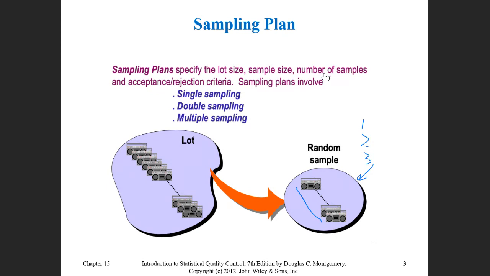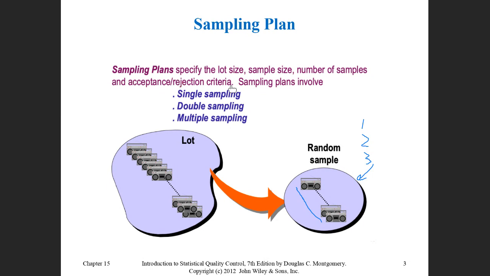You can have 1 sample, and each sample has 5 items, so the sample size will be 5, and the number of samples will be 1. You can have 3 samples, and each sample has 5 items, so we will have a total of 15, 5 for every sample. And the sampling plan will be based on accept and reject criteria.